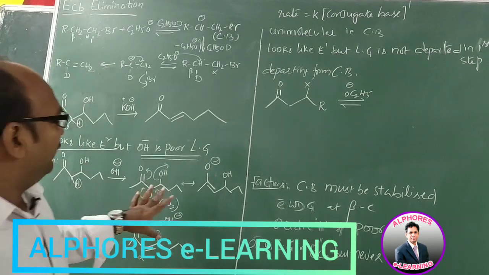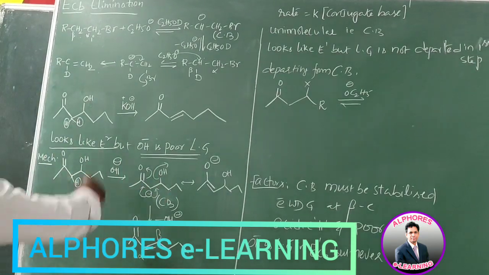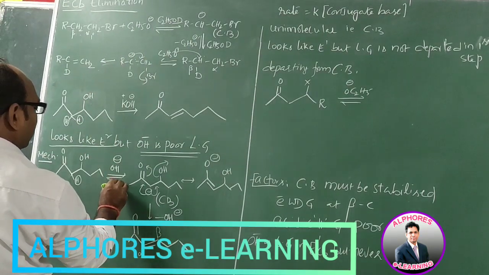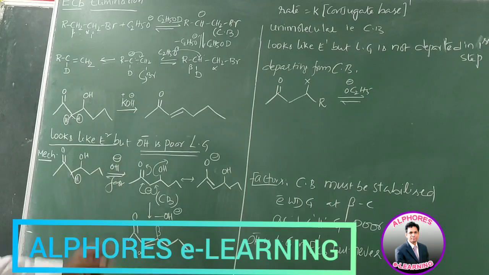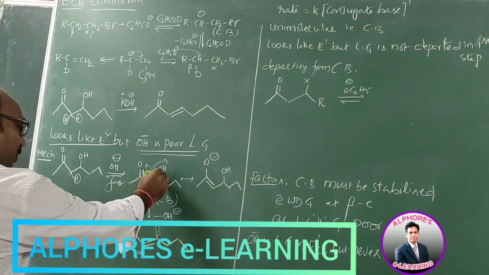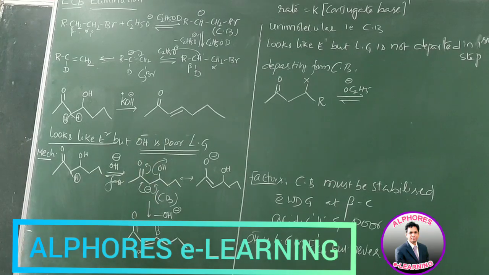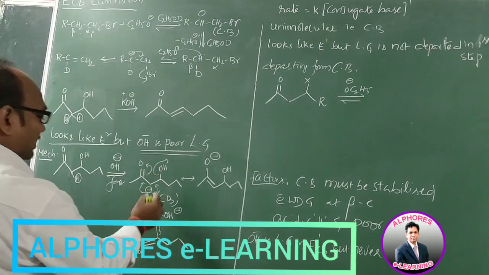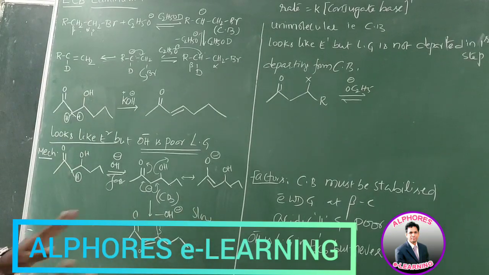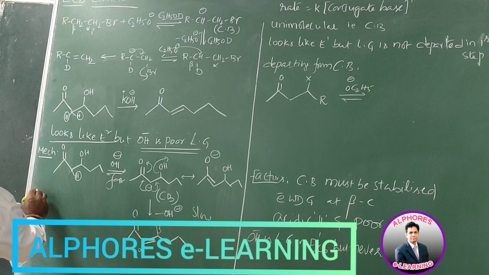Now, if it is observed here, the first step, whatever happens here, is a fast step, because abstraction of a proton is an acid-base reaction, much faster. And departing the leaving group and shifting this negative charge, this one is a slow step. Obviously the slow step is the rate determining step. So in the rate determining step, what do you say?